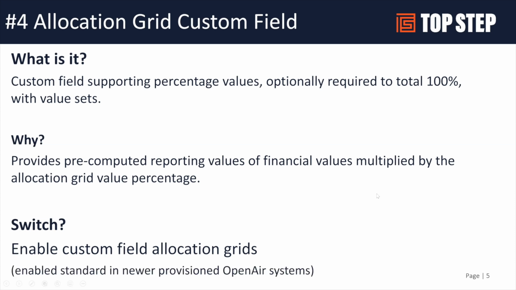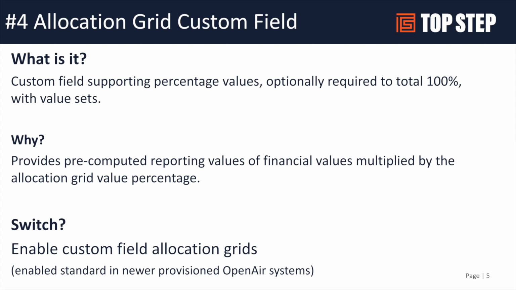So depending on when your OpenAir account was provisioned, you may or may not see allocation grid as an option in your custom fields. So what is an allocation grid? Well, the allocation grid is a custom field type that allows you to enter percentage values across different items. So let's use an example that will show you.